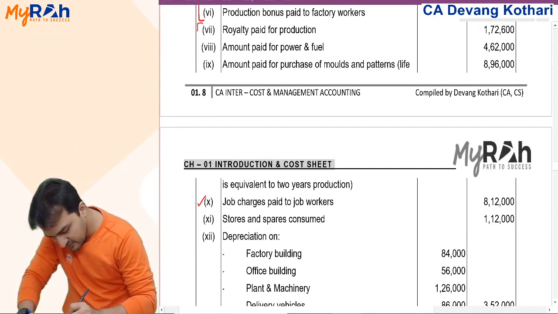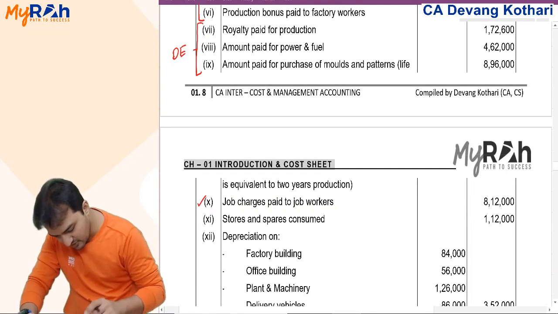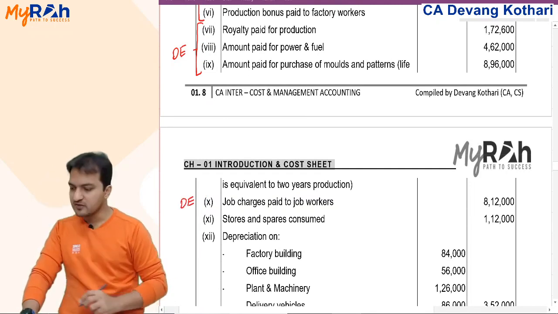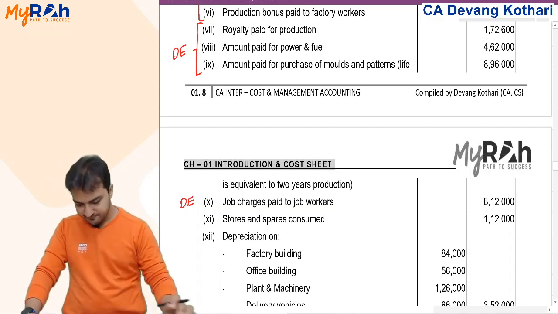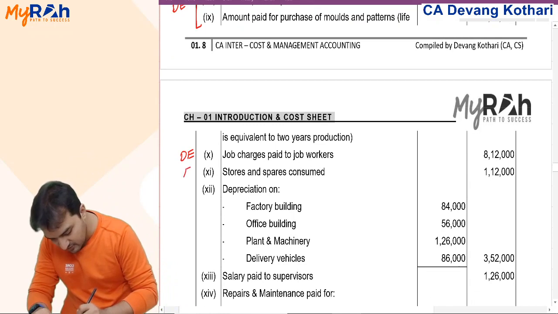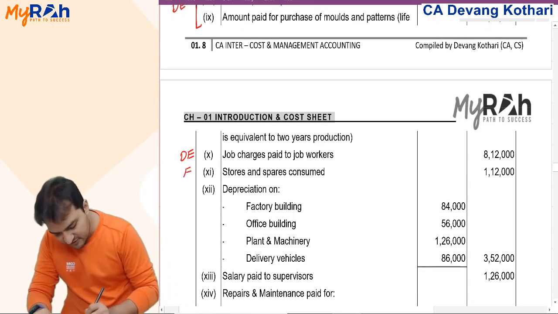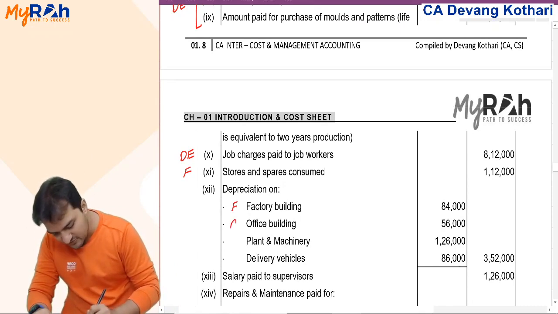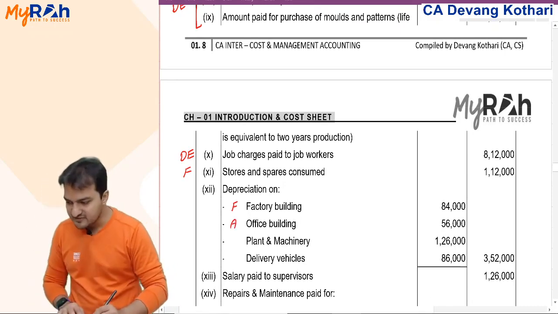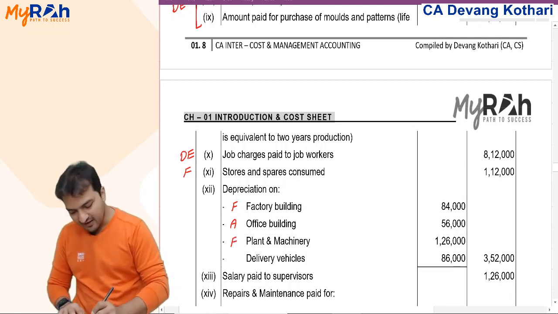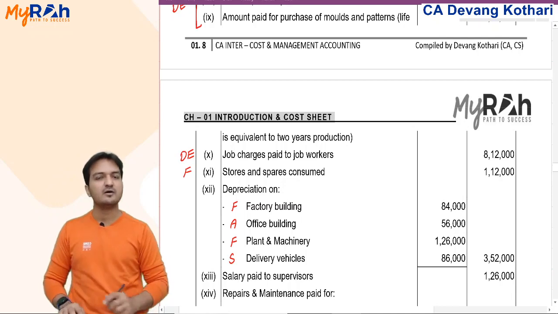See on the previous page and job charges on this page falls under direct expenses. Then stores and spares consumed. Well, stores and spares consumed goes under factory overheads. Depreciation of factory building is factory overheads. Office building goes under admin overheads. Depreciation of plant machinery also goes under factory overheads, and depreciation of delivery vehicle goes under selling overheads.